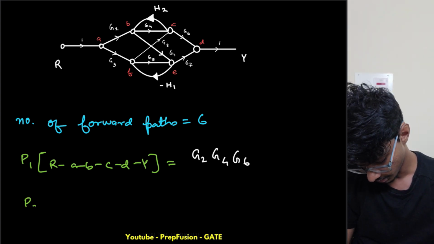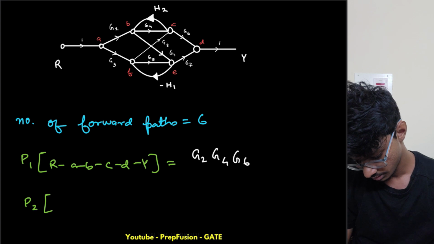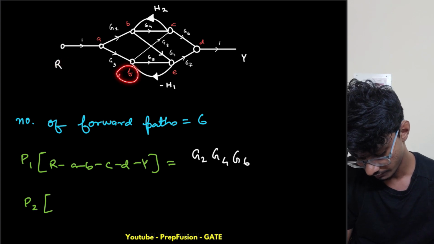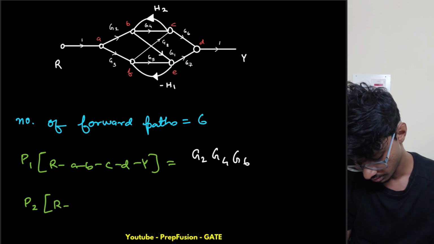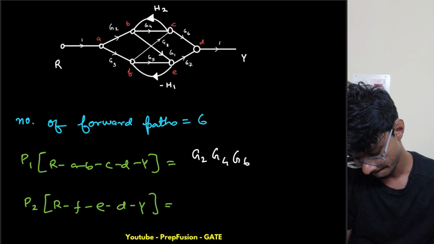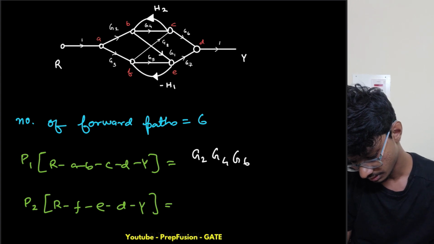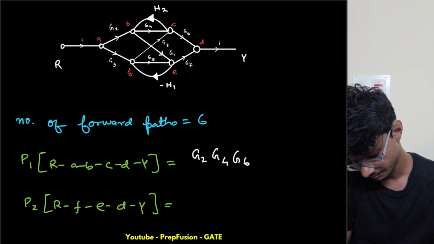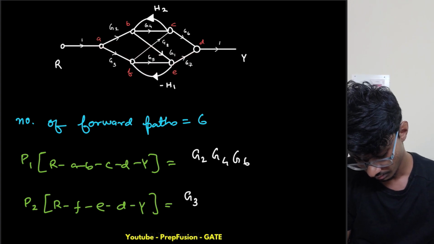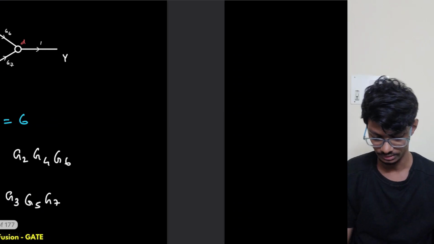Another forward path is R, F, E, D, Y. What is the gain of this? The gain is G3 times G5 times G7.